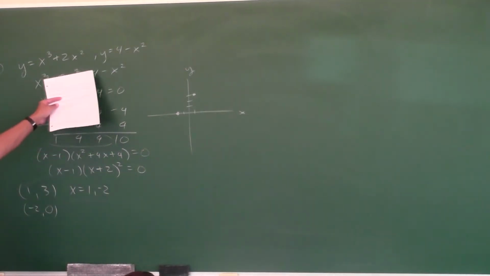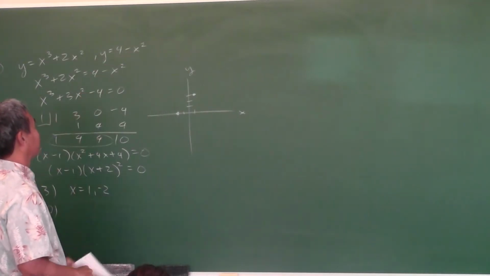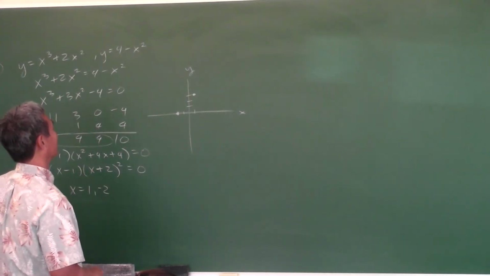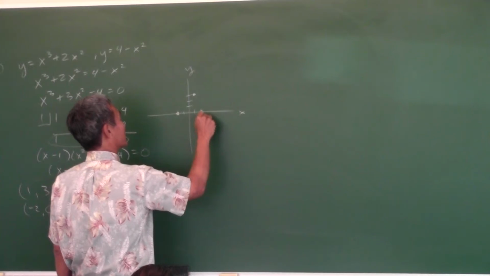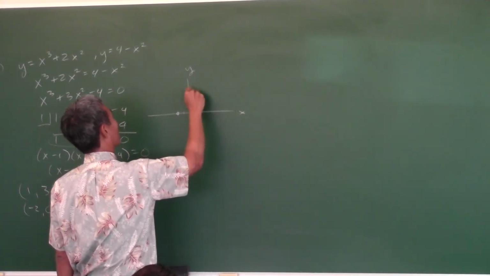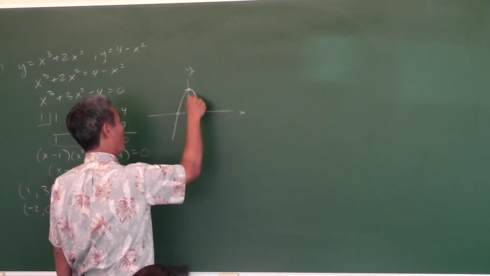Now the first graph, okay, well this one's a parabola. Come on. What does that parabola look like? Opening up or down? Are you kidding me? Down. X-intercepts are plus or minus 2. The y-intercept is 4. It opens down, so it looks like this.